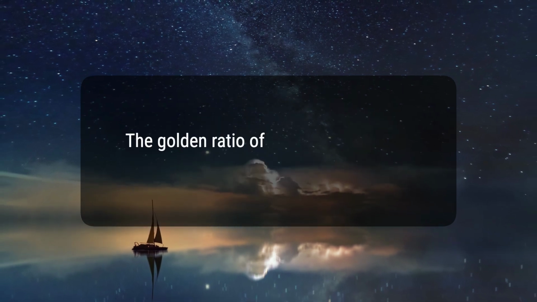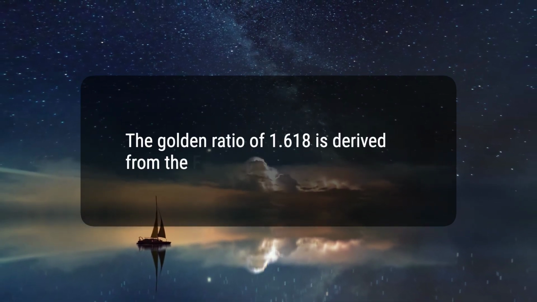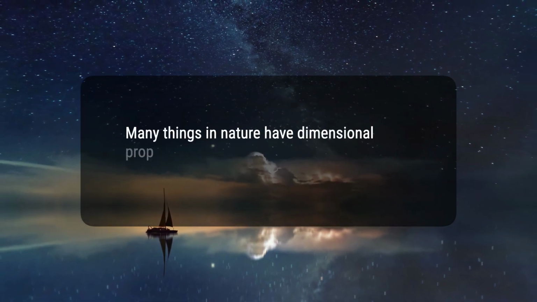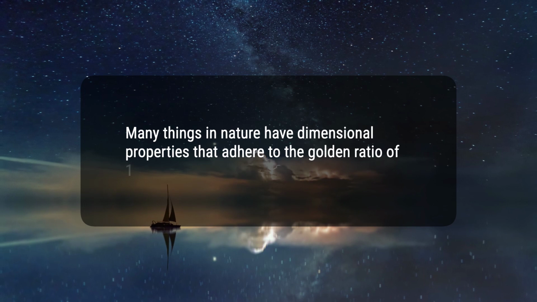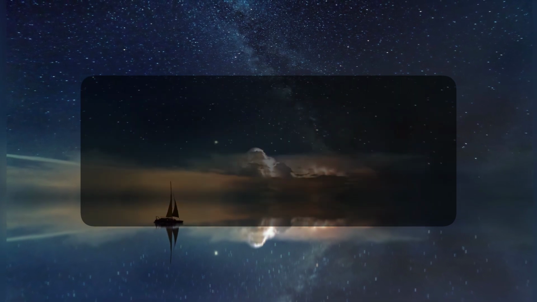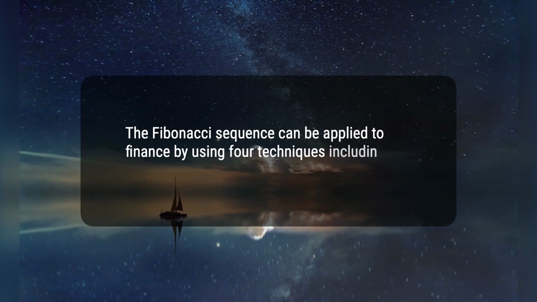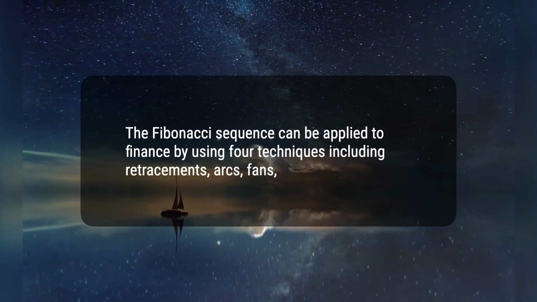2. The golden ratio of 1.618 is derived from the Fibonacci sequence. 3. Many things in nature have dimensional properties that adhere to the golden ratio of 1.618. 4. The Fibonacci sequence can be applied to finance by using four techniques including retracements, arcs, fans, and time zones.